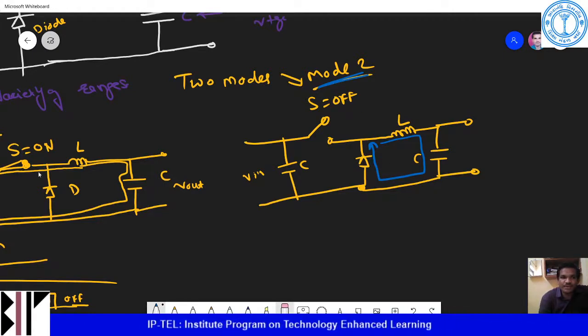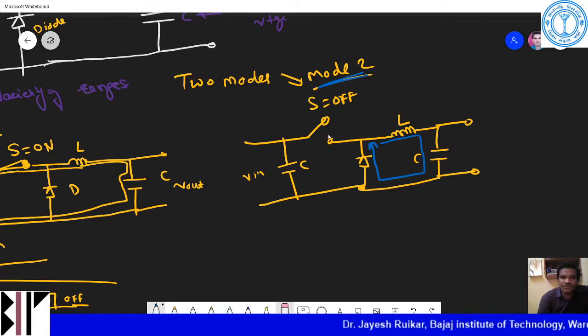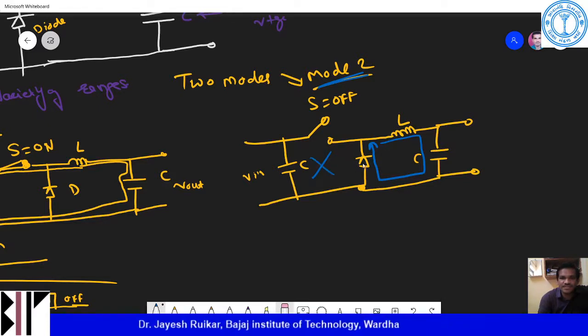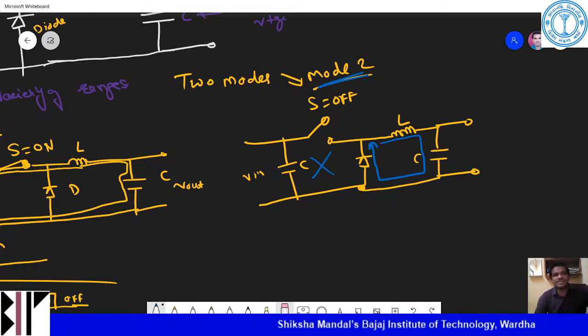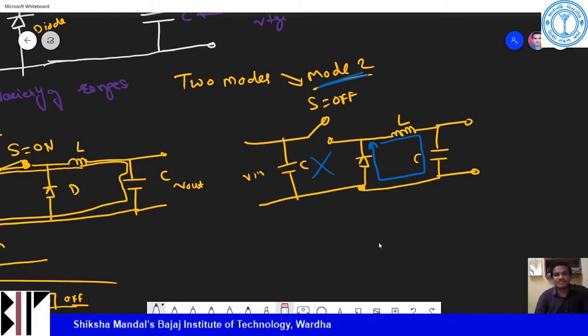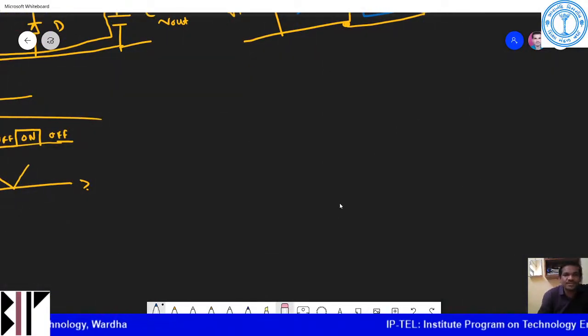So in mode 1 the switch is on, in mode 2 the switch is off. You will get current at the load because the switch is on, and this is the current path. In mode 2 the switch is off, so what is the direction of the current? There is no current in this direction, but whatever energy is stored in the capacitance is dissipated across this diode and again you will get a load current in this direction. I hope you are clear about this mode 1 and mode 2 operation of your DC-DC converter.